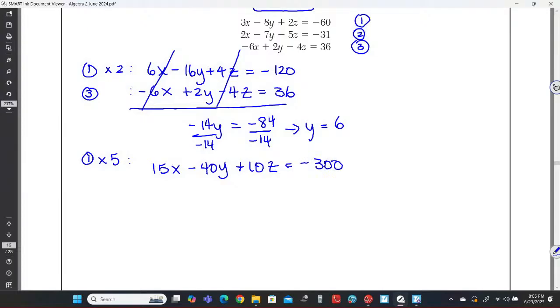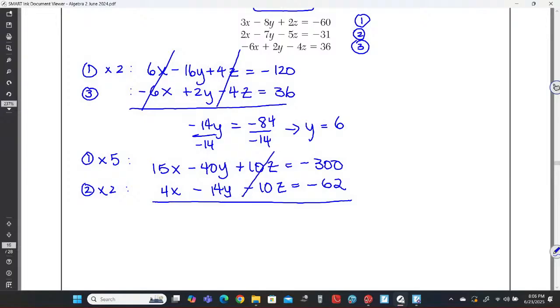And then if I took equation 2 and I multiplied it by 2, that would give me 4x minus 14y minus 10z is equal to negative 62. Now those z's cancel when I add, and I get 19x minus 54y is equal to negative 362.